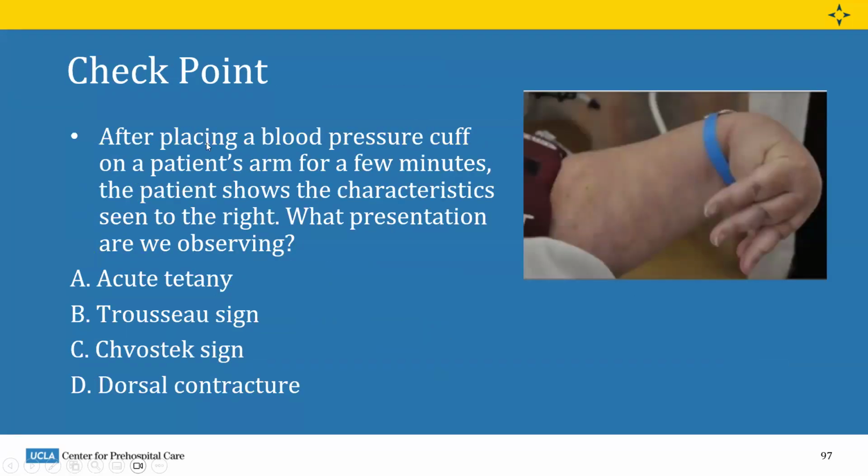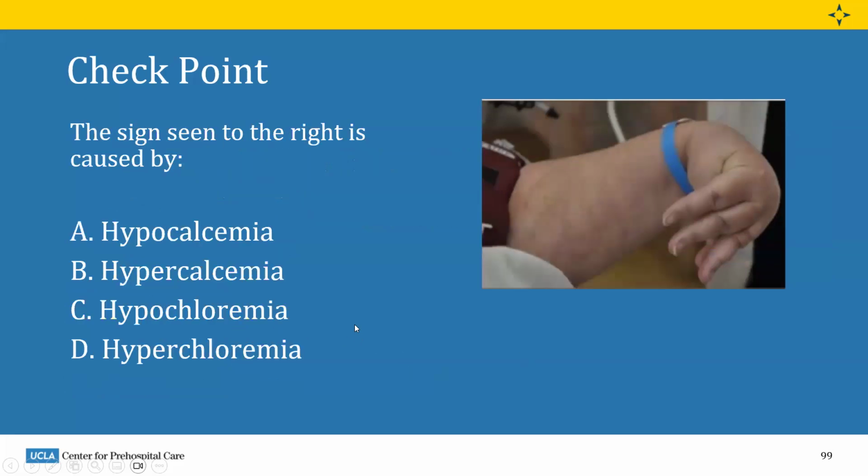Let's do a checkpoint. So after we placed a blood pressure cuff, we noticed this sign. So what is the presentation we're observing? That's Trousseau sign. Okay. And then what is this sign caused by? Electrolyte imbalance.